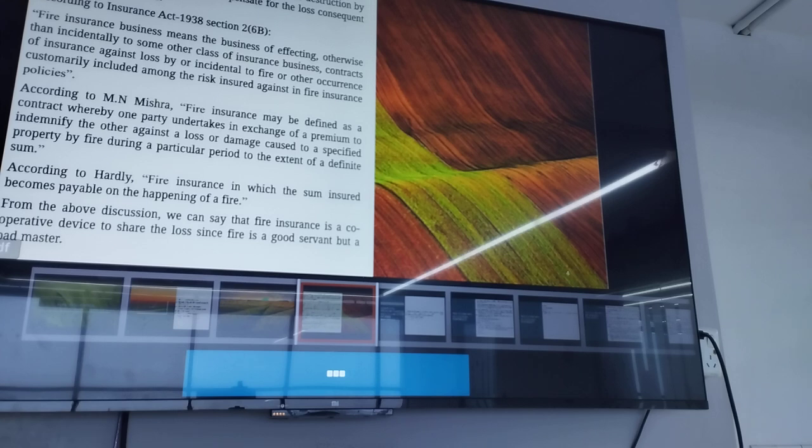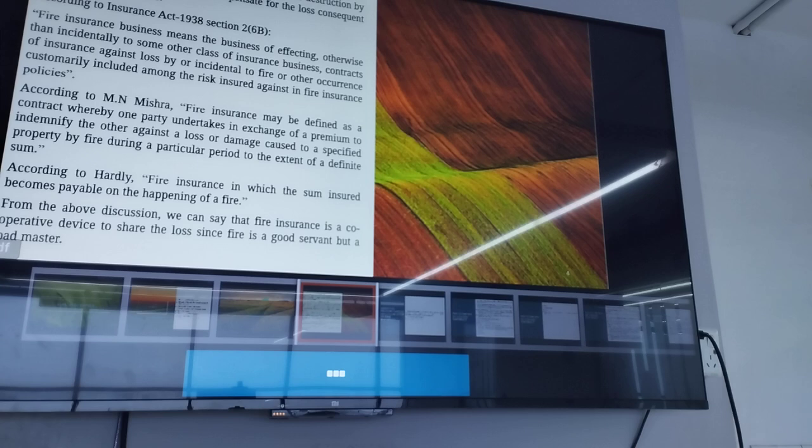According to Aman Mishra, fire insurance may be defined as a contract whereby one party undertakes in exchange of a premium to indemnify the other against loss or damage caused to a specified property by fire during a particular period to the extent of a definite sum. According to Hartley, fire insurance is one in which the sum insured becomes payable on the happening of a fire.